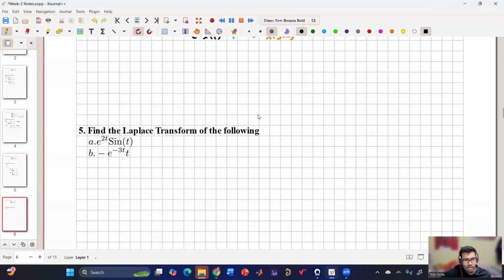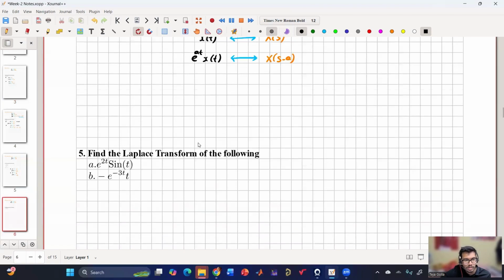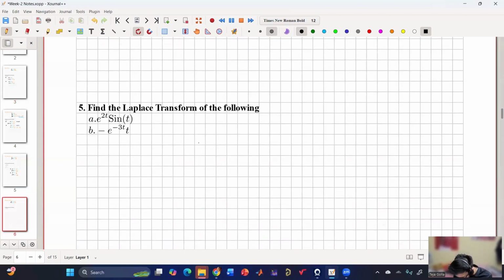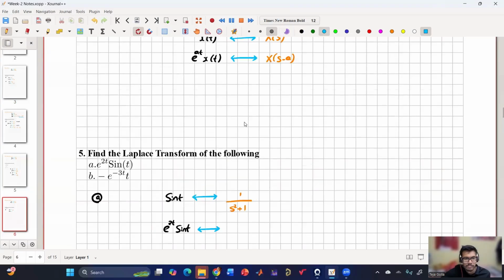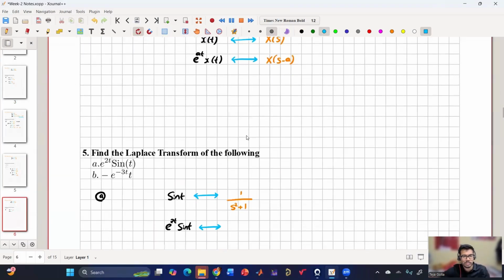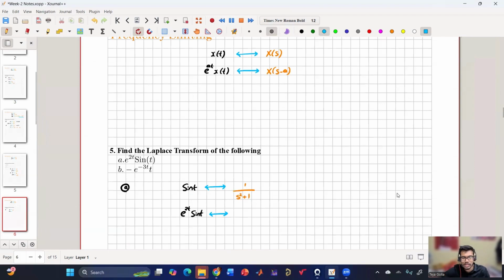Okay, so now e to the power 2t sin t. What is the Laplace transform of sin t? It is standard. We have 1 by s square plus 1. So now what will be the Laplace transform of e to the power 2t sin t? I'm just keeping this like this, so you see the result and you can let me know. 1 by s minus 1 whole square plus 1.